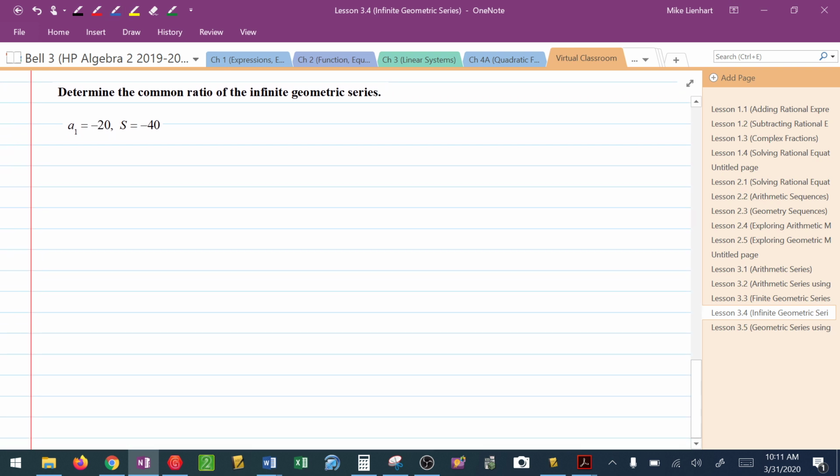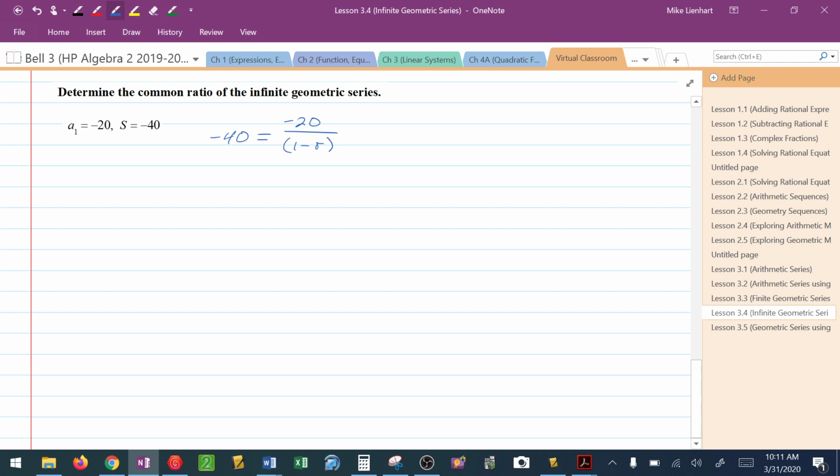So another scenario, the last scenario that we're going to look at here, is how do you determine the common ratio of an infinite geometric series? So because they give me this big S, this capital S, I know that this has to have an R value that is less than 1. I'm going to use the formula. Use the formula and say negative 40, my sum, is equal to a sub 1 divided by 1 minus R.